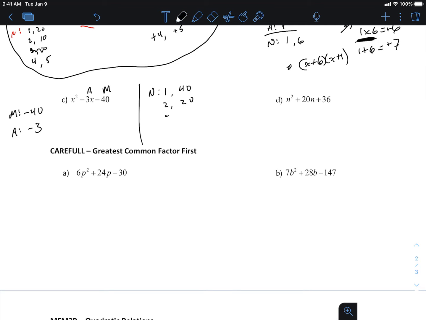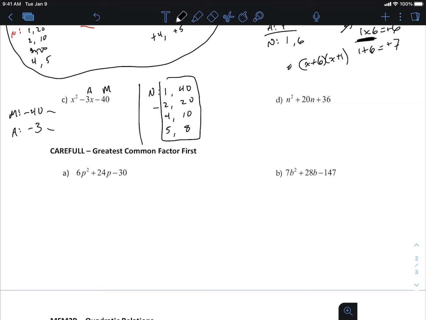4 and 10. 4 times 10 works. 5 and 8. Okay, I think we're getting somewhere. Because I've done this enough times, I'm looking at the relationship as I'm writing down these factors. I'm always looking back here to see, are they starting to look related in any way?